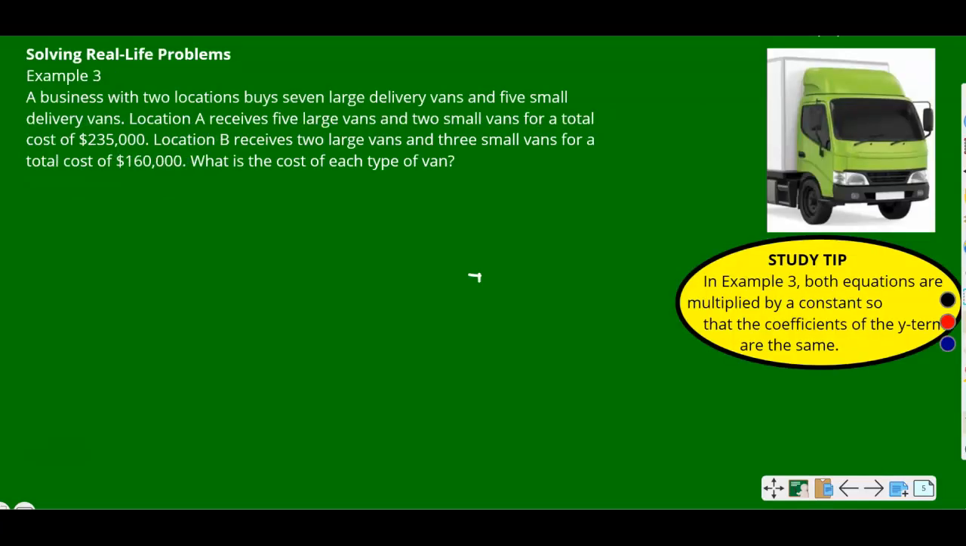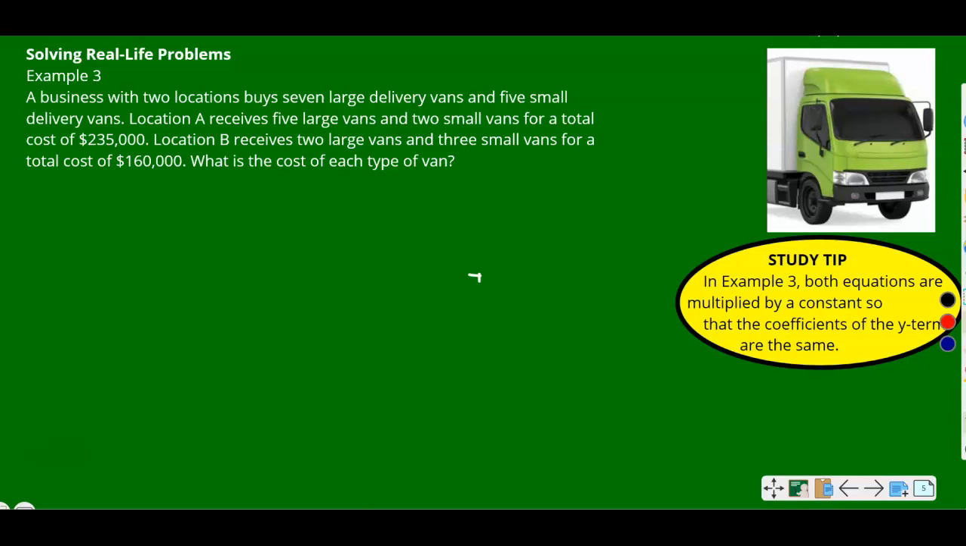All right, example 3. A business with 2 locations buys 7 large delivery vans and 5 small delivery vans. Location A receives 5 large vans and 2 small vans for a total cost of $235,000. Location B receives 2 large vans and 3 small vans for a total cost of $160,000. What is the cost of each type of van?